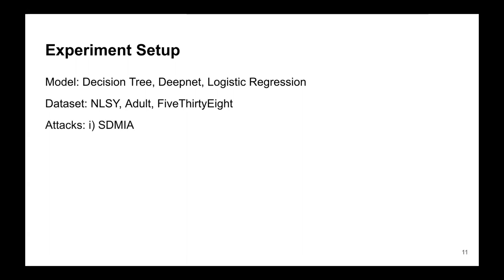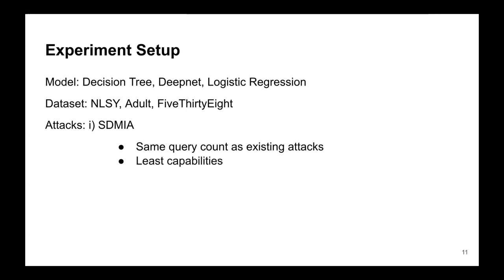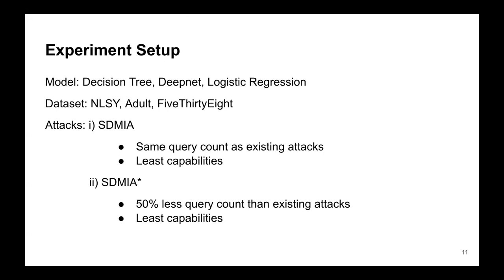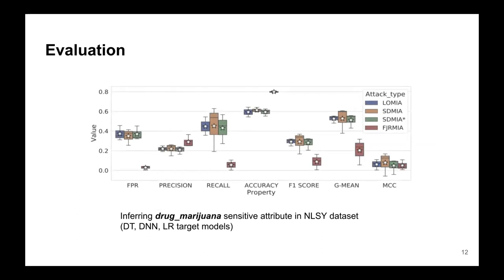In our experimental setup, we have considered three different target models: the decision tree, deep net, and logistic regression. We experiment with the National Longitudinal Survey, adult, and 538 data sets. Our attack considers the same query count as the existing attack with least capabilities that we mentioned previously. Finally, we also reduce the query number to 50% compared to the existing attack, and of course, the capabilities are least. We evaluate in terms of both binary and multi-class sensitive attribute inference, and there are many more results in the paper. For example, here is one case for the binary sensitive attribute value inference. Here in the National Longitudinal Survey dataset, the adversary is trying to infer the drug marijuana sensitive attribute.